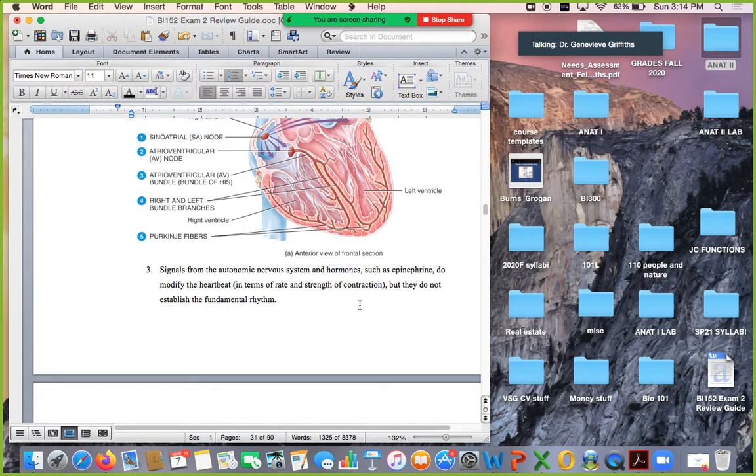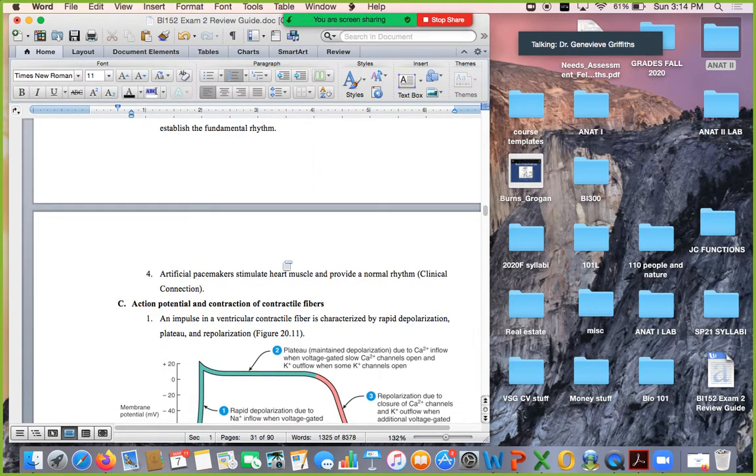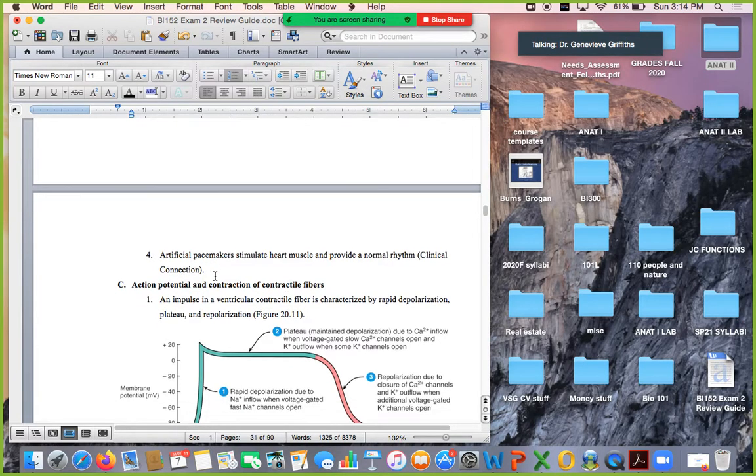All right, so we can get these signals that are going to affect that sinoatrial node, which is what actually induces the contraction. So we have signals like epinephrine, et cetera, that can change the heartbeat, but they're not responsible for establishing the fundamental rhythm. The sinoatrial node itself is autorhythmic. And if we end up with an aberrant rhythm, we can induce that rhythm to be corrected by artificial pacemakers, which are going to help restore normal rhythm.